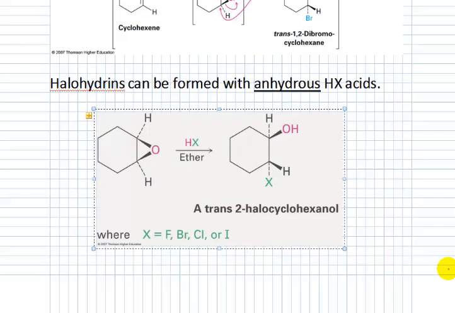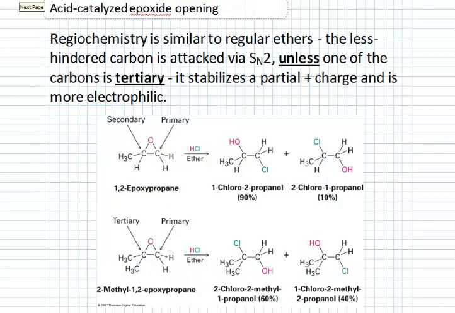Say you already have an epoxide. If I have an anhydrous acid, I can make a halohydrin out of that. No problem. The epoxide gets protonated first, then the halogen comes in from behind, opens it up, we get a halohydrin, just the exact reverse of the epoxide forming reaction we had on the last page. So let's talk though about the regiochemistry of acid-catalyzed epoxide opening.